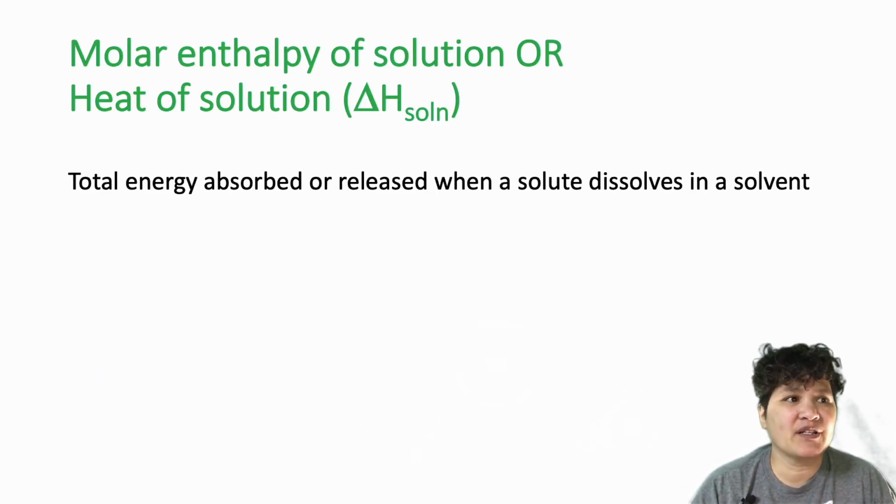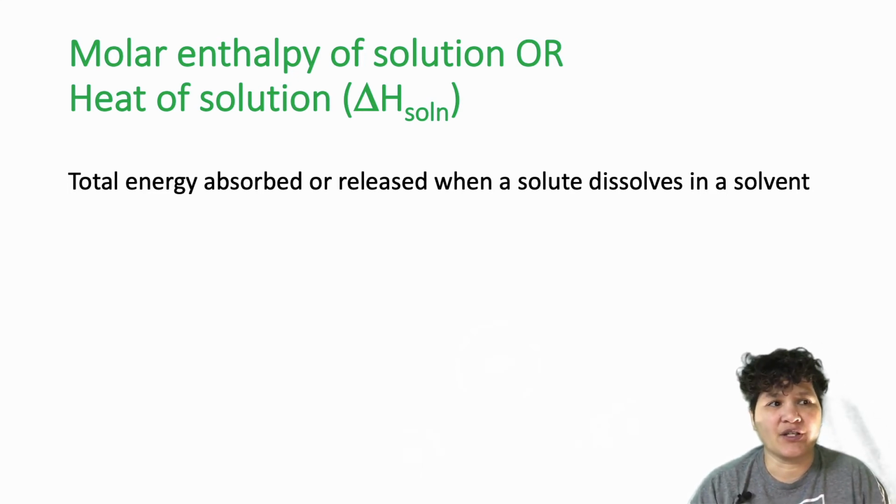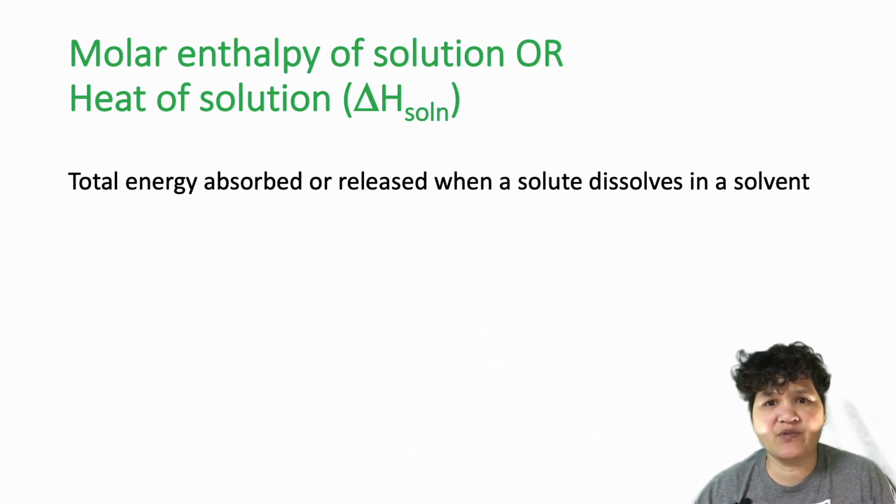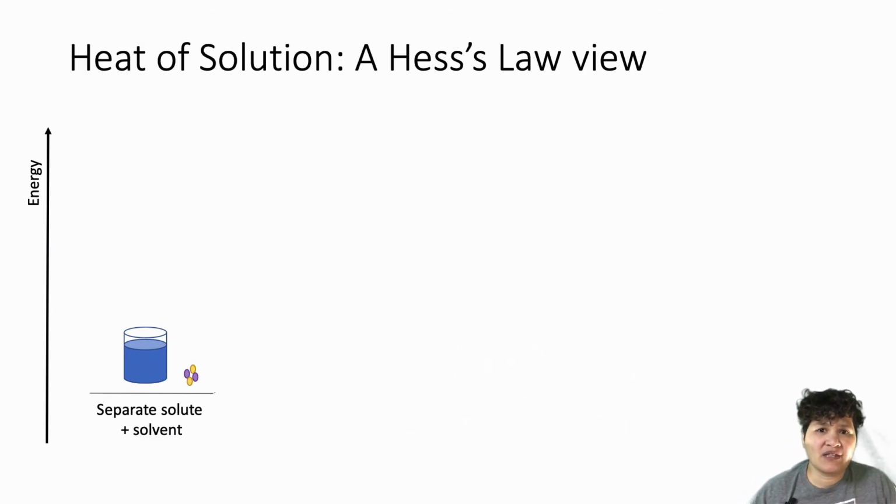And from this, we can calculate the molar enthalpy of solution, also known as the heat of solution. That's basically the total energy absorbed or released when a solute dissolves in a solvent. And so, thinking back to Hess's law, we can think about this as a series of steps, as I laid out earlier. First of all, you start where you have the solvent molecules separate from the solute molecules. In this case, we have salt off to the side of a beaker of water.